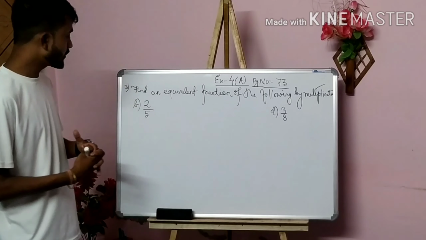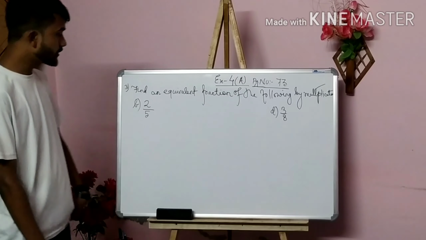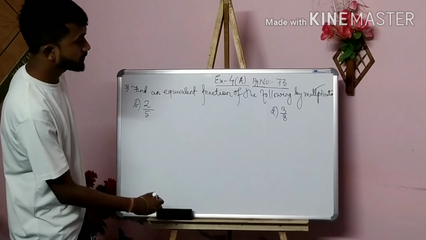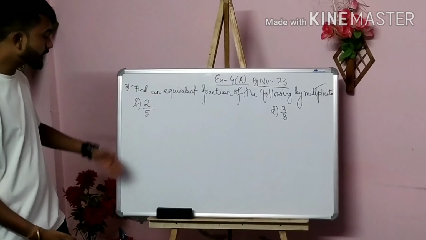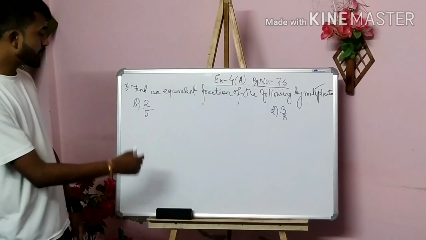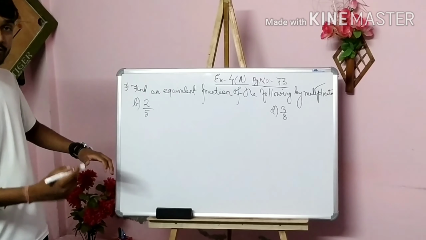So students, as we have been doing question number 2, now we are going to question number 3. You see here what we have got: find an equivalent fraction for the following. I have chosen number B. You can take number A, number C, any number. First of all, we are doing number B and number D that I have chosen to do. Any number you can choose.